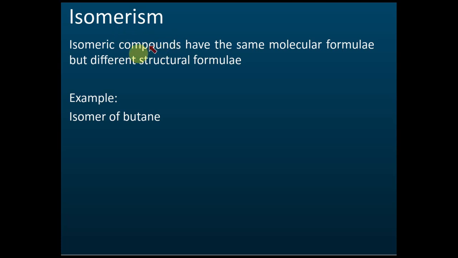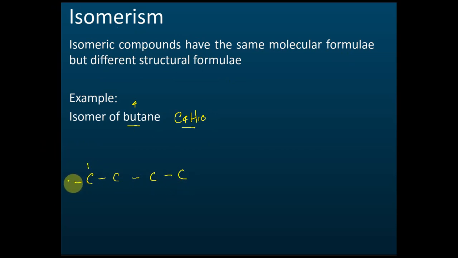Isomerism. Isomeric compounds have the same molecular formula but different structural formulas. Example, butane. Butane has four carbons, so the molecular formula is C4H10. This is the molecular formula, okay? But for butane, it can have two types of structure.